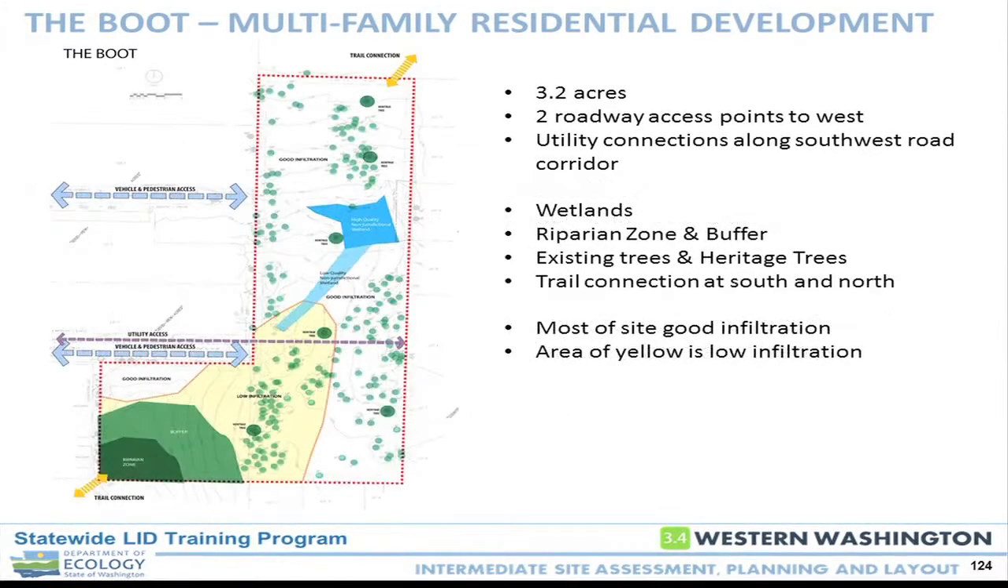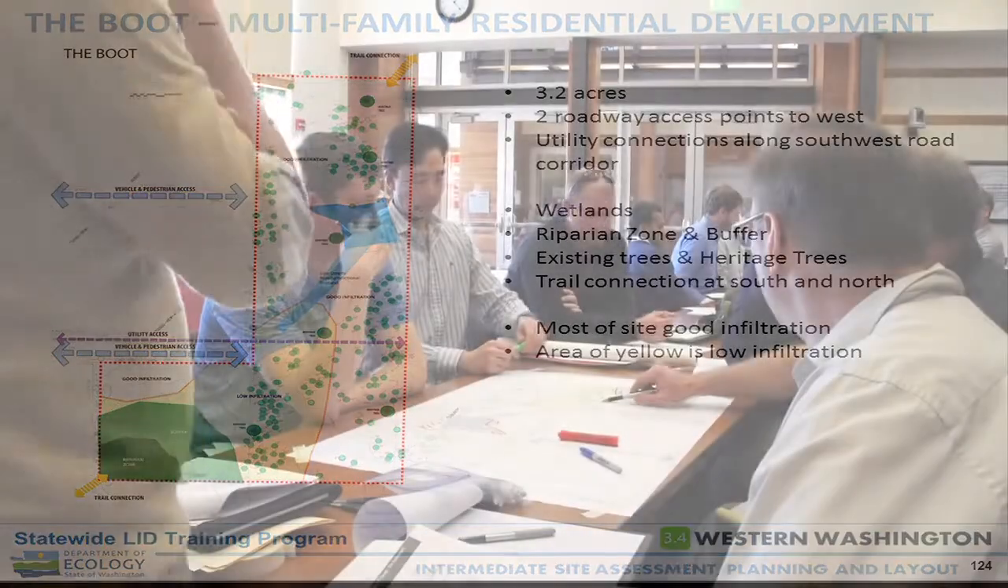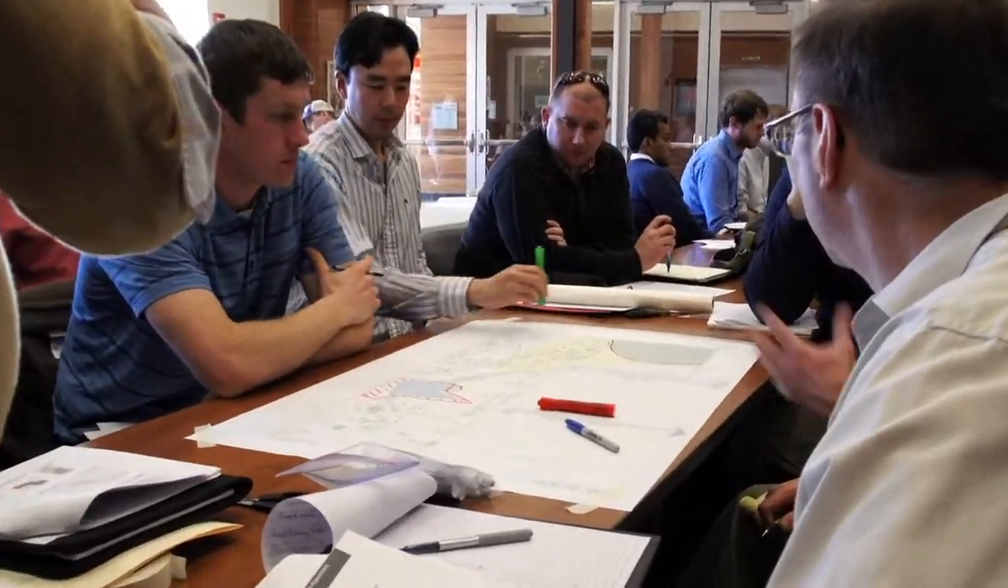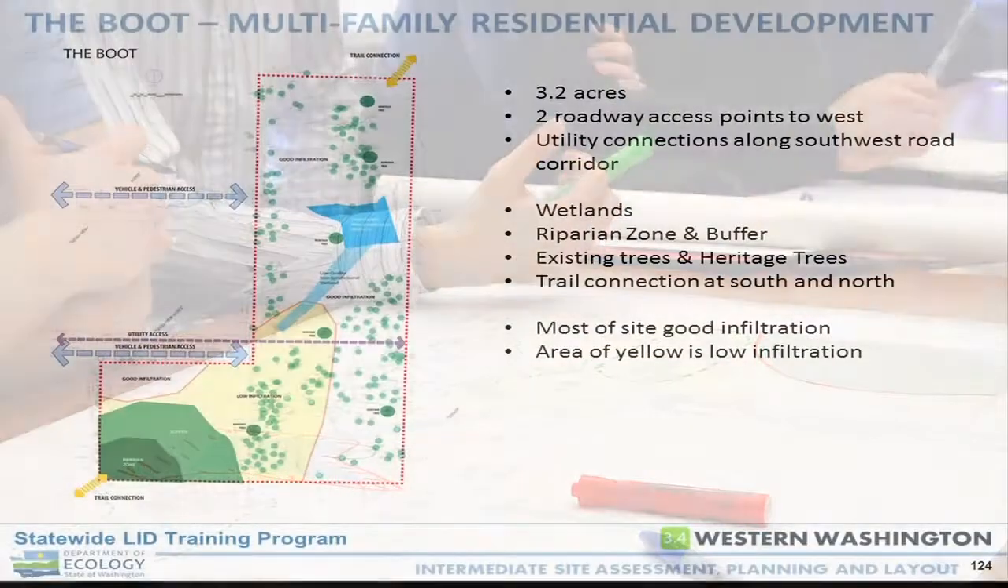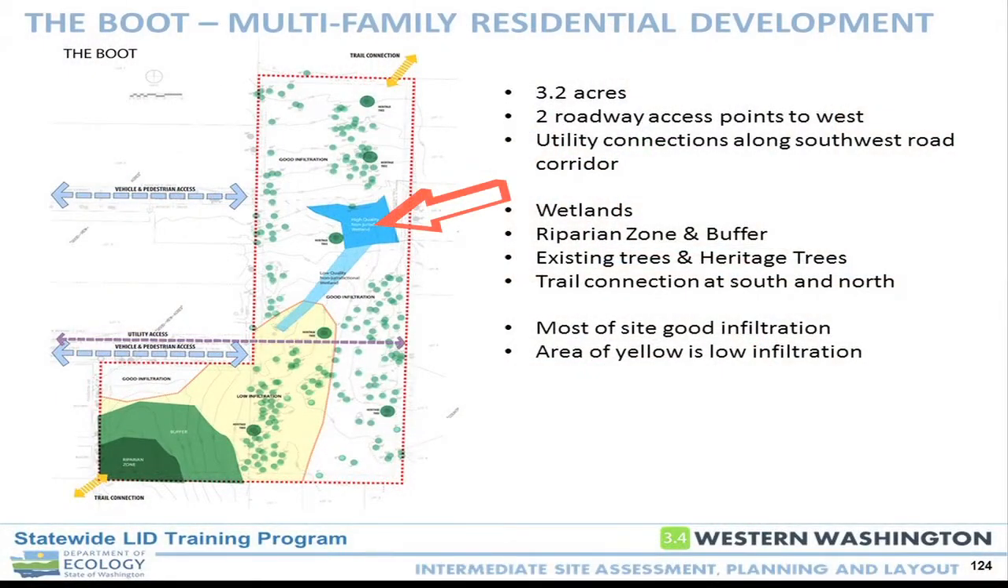Just a little bit about the site that you have. It's called the Boot. It's 3.2 acres, and it is a landlocked property, so it's completely surrounded by development with the exception of the two access areas. The blue arrows show where access is coming on site, and the southernmost of those access points is also where utilities are going to be coming on site. In the center, there's a wetland with a little finger of wetland coming out of it, and there are some mitigation requirements.